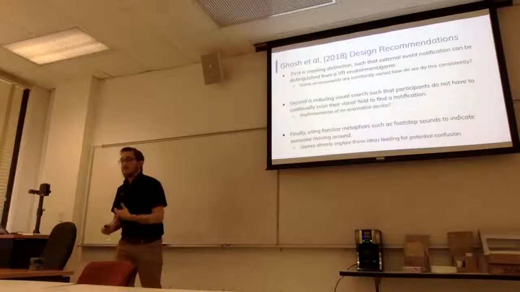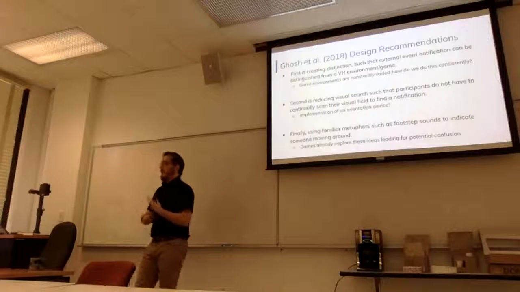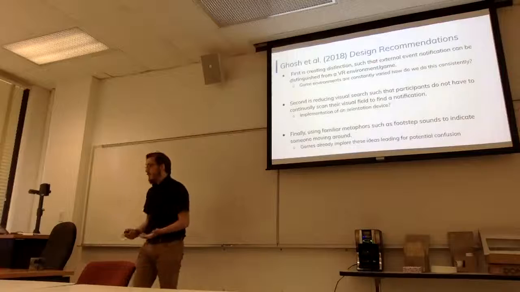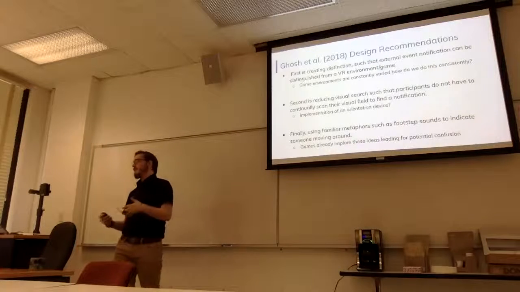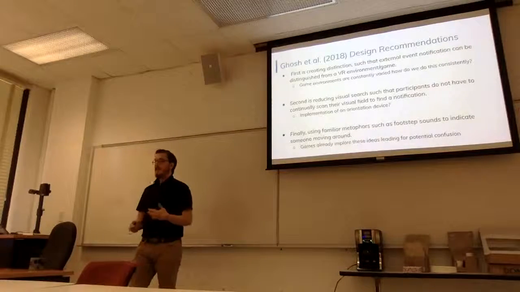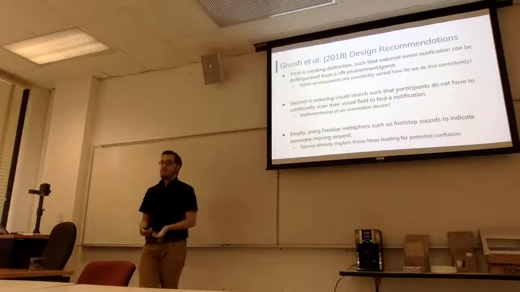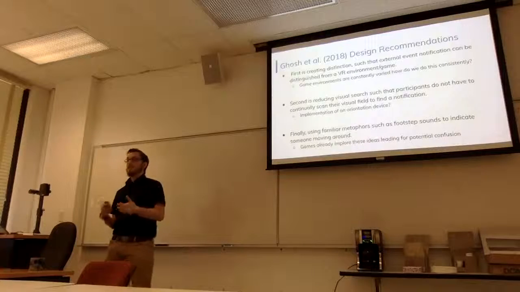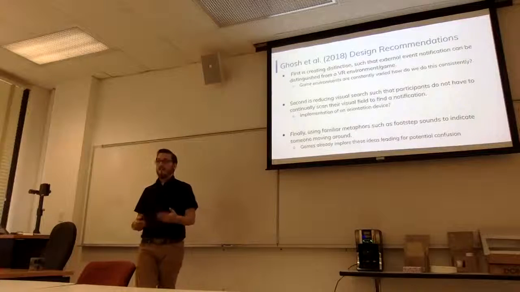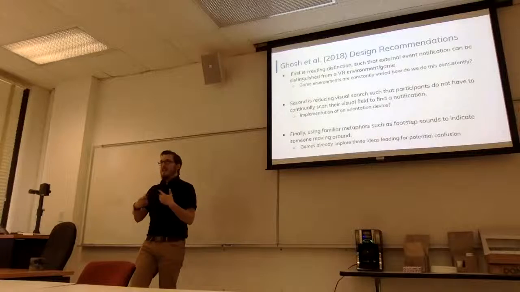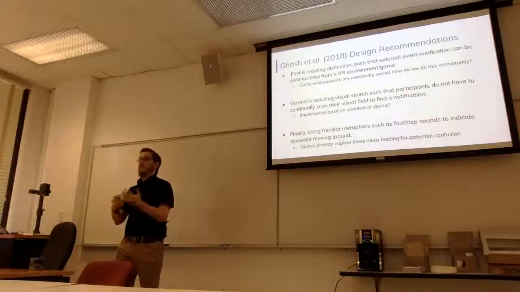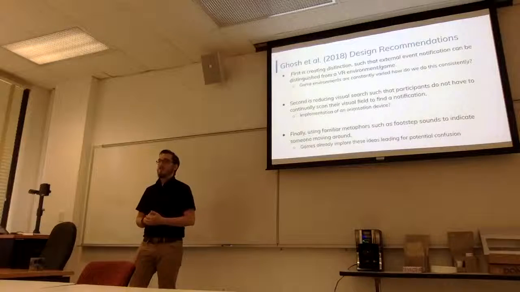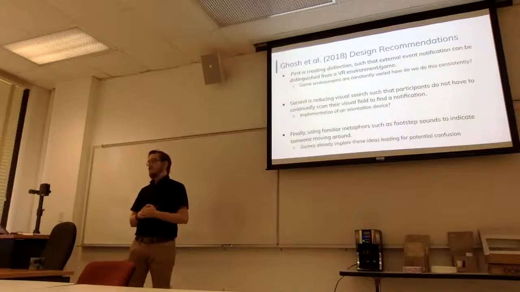From that, they came up with some design recommendations that they suggested for people to use. The first one is that you need to create distinctions such that external event notifications can be distinguished from virtual reality environments. My thought on that is that game environments are constantly varied. There are a lot of different artistic styles, even in virtual reality. So how do we make a consistently distinct notification for all kinds of different games? They have that general recommendation, but don't really explain how to achieve it.